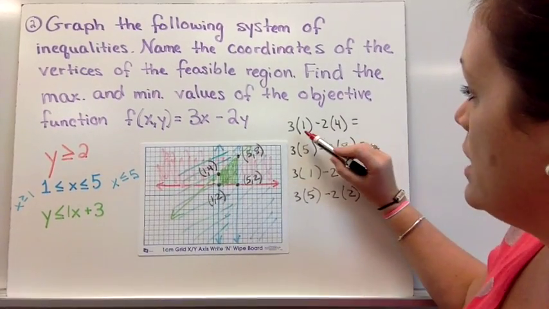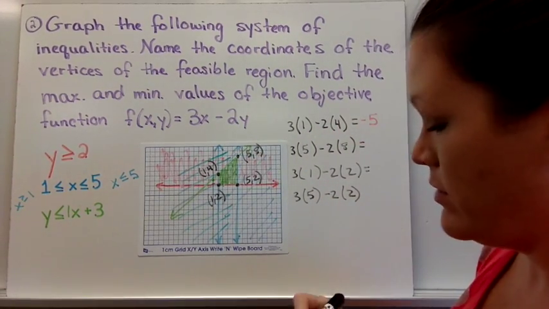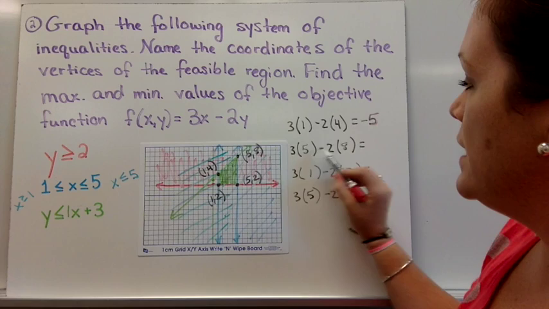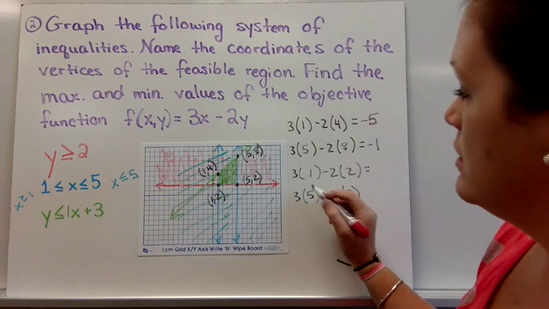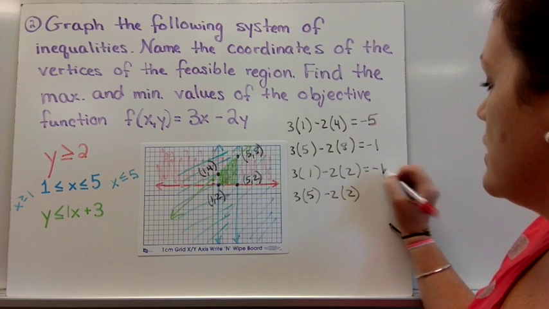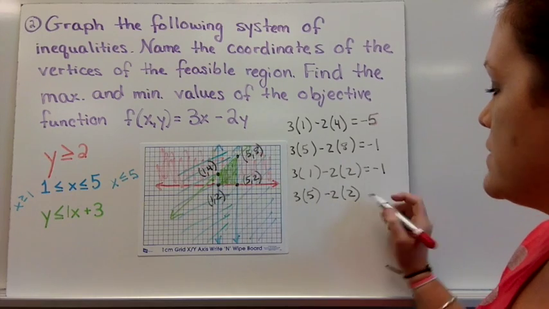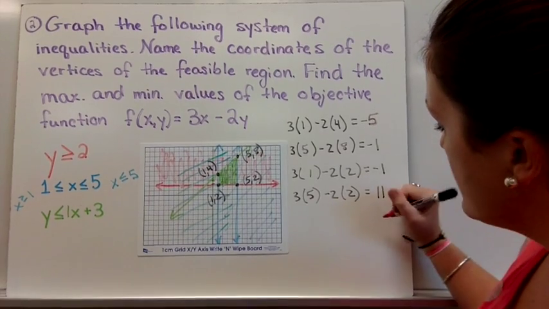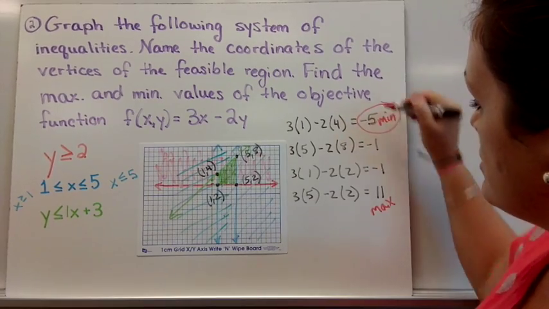3 times 1 is 3, minus 2 times 4, which is 8. So 3 minus 8 would be negative 5. 3 times 5 is 15, minus 2 times 8 is 16. So 15 minus 16 is negative 1. 3 times 1 is 3, minus 2 times 4 is 4. 3 minus 4 is negative 1. 3 times 5 is 15, minus 2 times 2 is 4, so 15 minus 4 gave me 11. So it's easy to see now exactly where my maximum is and where my minimum is. And that would be the answer to that question.